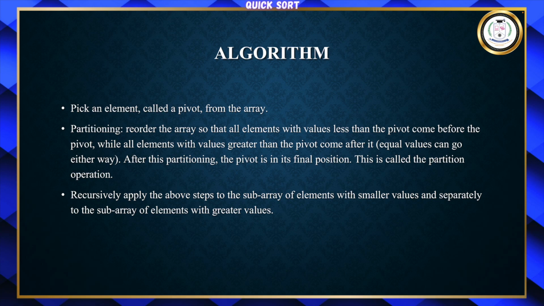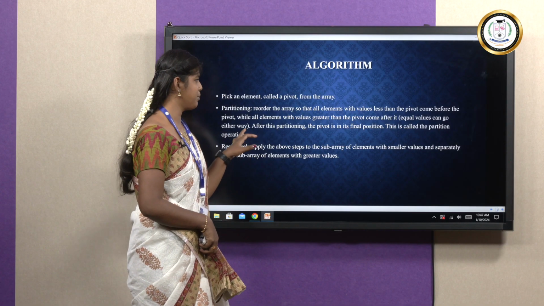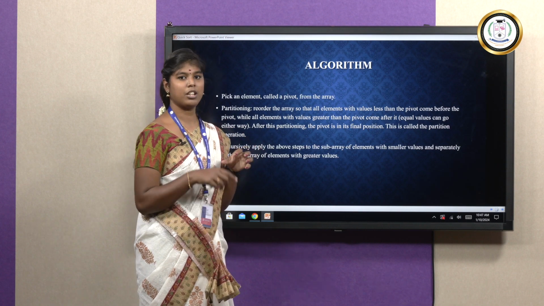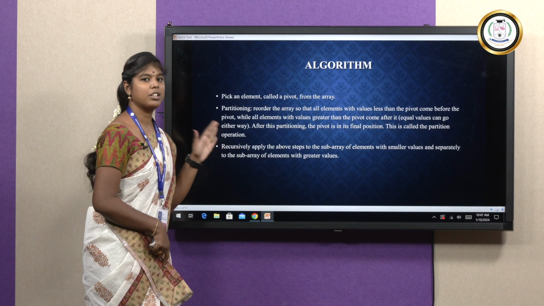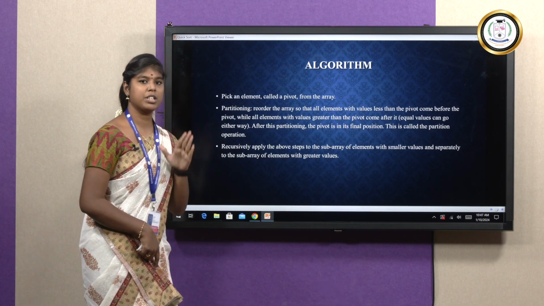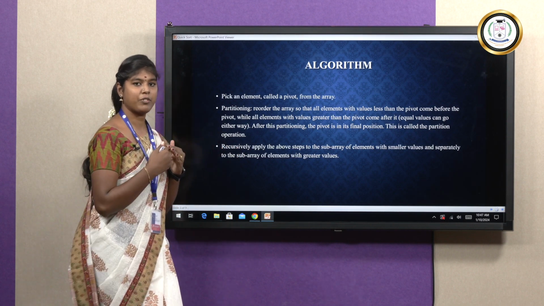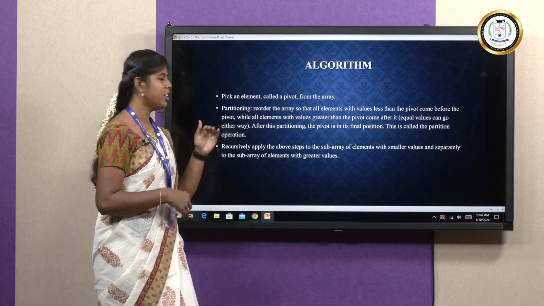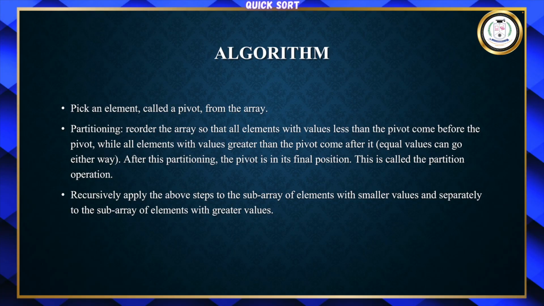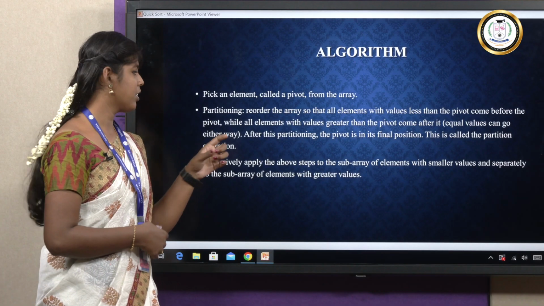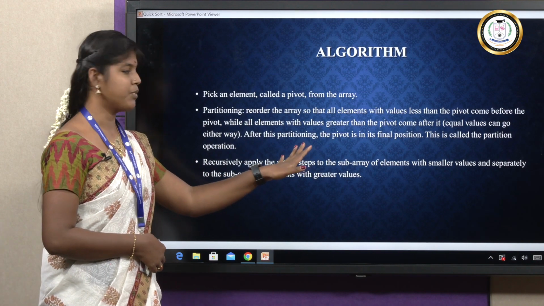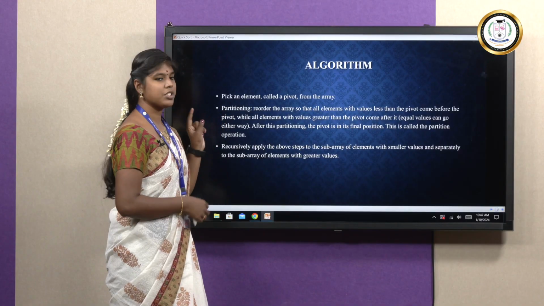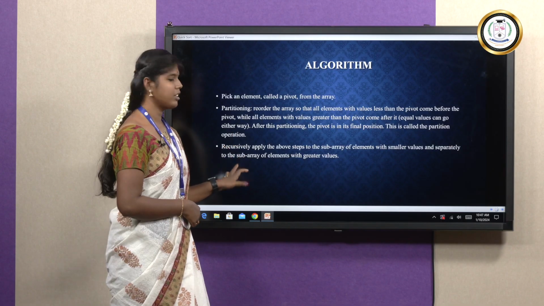Whatever array is given, in that array you need to choose one pivot element. After choosing the pivot element, it will be in the middle, and the left side of the pivot element will be the values less than it. The right side of the pivot element will be the greater values. For example, if your pivot value is 8, the left side of the pivot value is less than 8, and the right side is greater than 8. Like this, after partitioning, you have to sort your array.